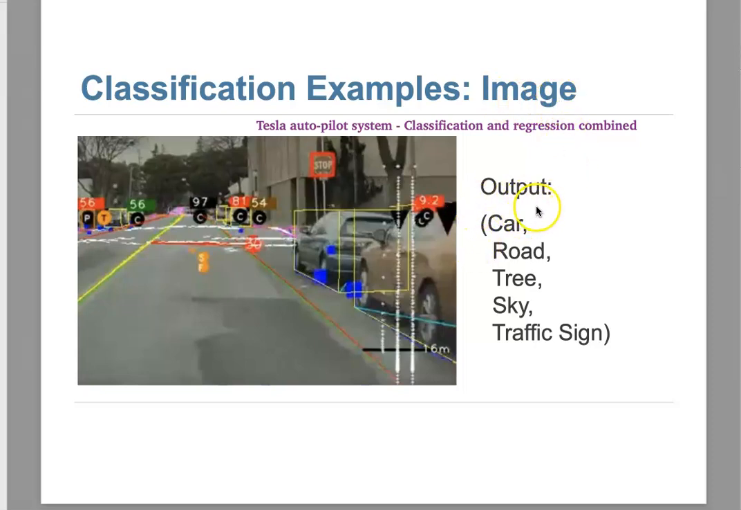They will output to tell you whether that's a vehicle or a car or not. Then according to the image, they will tell you that's the road, that's a tree, then the sky, or the traffic sign. So here you see your output has different categories. So the image can be the input for our classification as well.